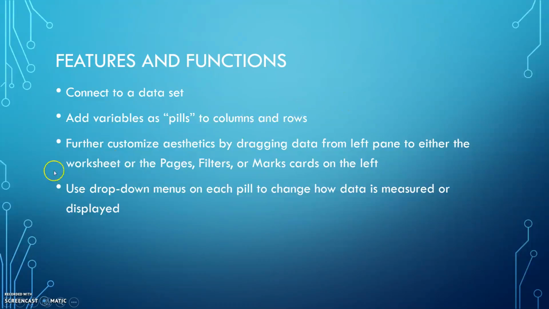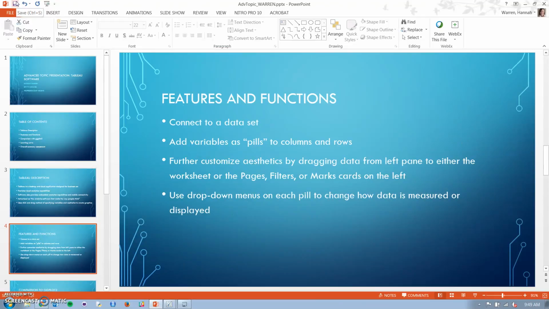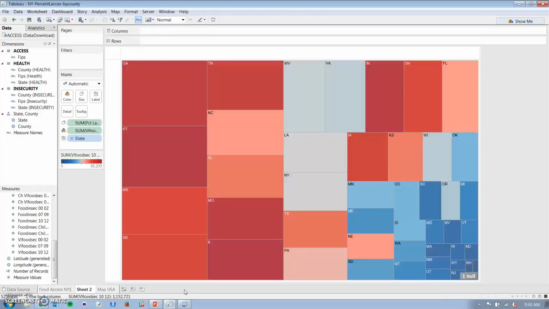So at this point, I want to give you a quick demonstration of this, because I know it's hard to visualize when all you have in front of you is a slide with text. So if you look at Tableau, I've created a few sample graphics with my data set that I'm going to be using for my final project. This is the data set dealing with access and insecurity as far as people not knowing when they're going to get their next meal across the United States.